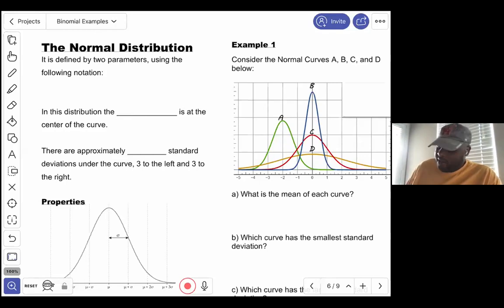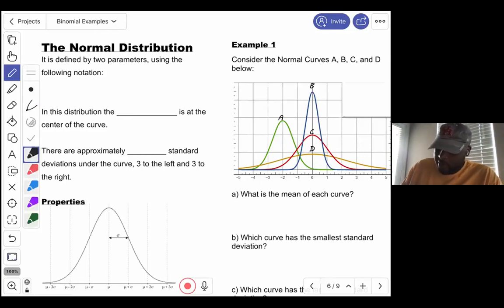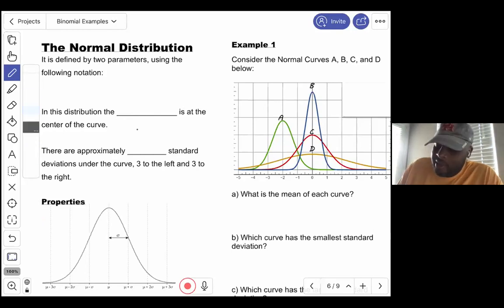And it's defined, just like the binomial is defined, by 2 parameters. From the binomial, we talked about N and P. We talked about the fixed number of trials, and the probability of success. The normal distribution is also defined by 2 parameters.